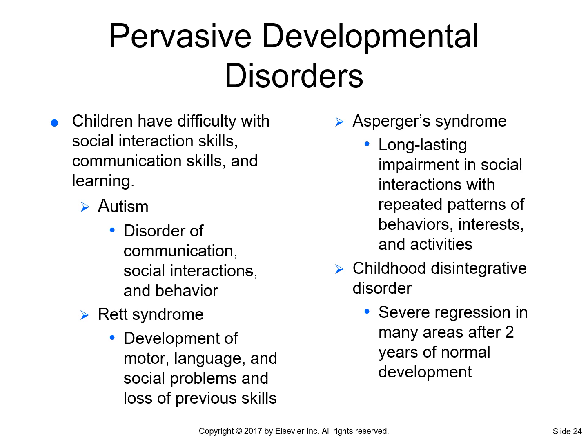Pervasive developmental disorder: autism, Rett syndrome, Asperger's syndrome, and childhood disintegrative disorder. Please know the difference between them. Children who have pervasive developmental disorder have difficulty with social interaction skills, communication skills, and learning. Autism is the disorder of communication, social interactions, and behavior. Rett syndrome is development of motor, language, and social problems and loss of previous skills. Asperger's is a long-lasting impairment in social interactions with repeated patterns of behaviors, interests, and activities. Childhood disintegrative disorder is severe regression in many areas after 2 years of normal development.